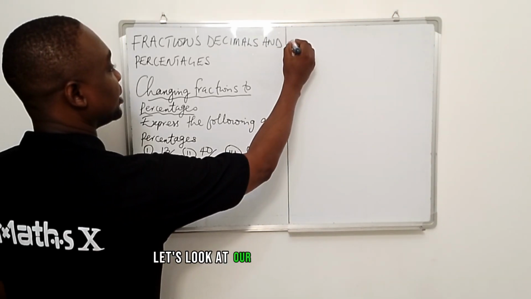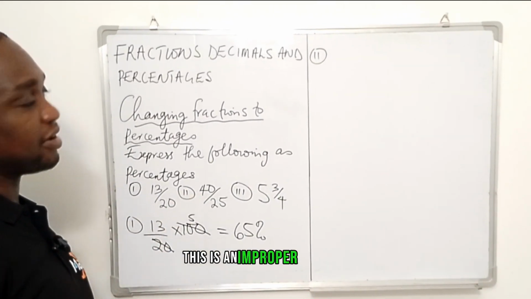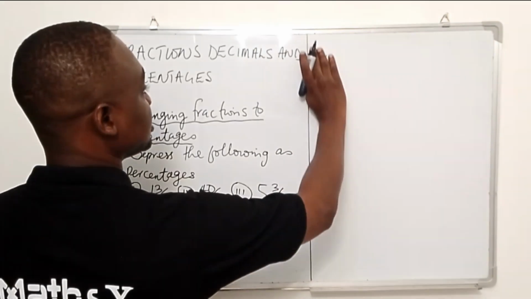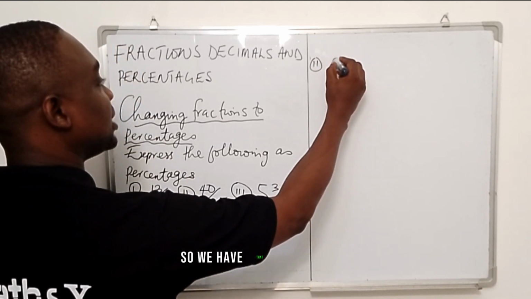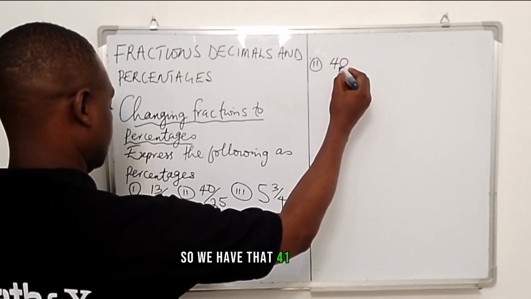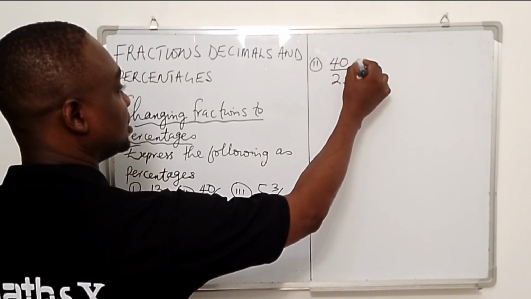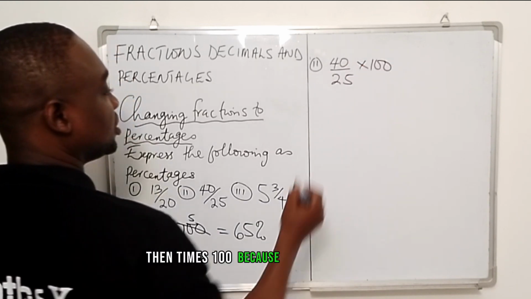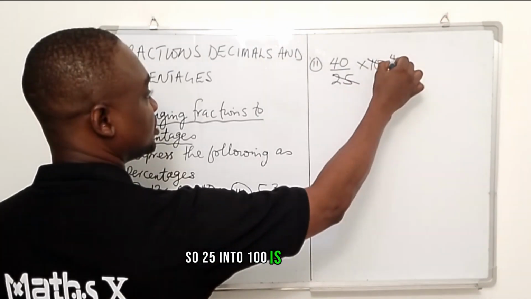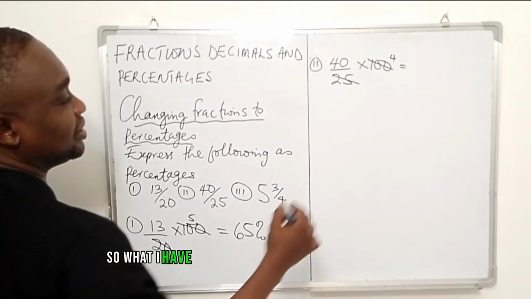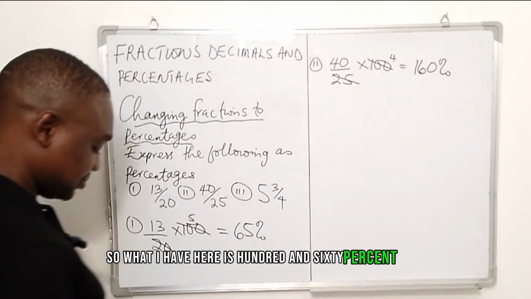Let's look at our second example here. This is an improper fraction. So we have, let's make it lower because of light reflections, 40 over 25, then times 100 because it's a percentage. So 25 into 100 is 4 times. So what I have here is 160%.